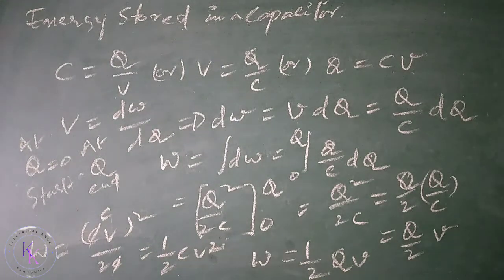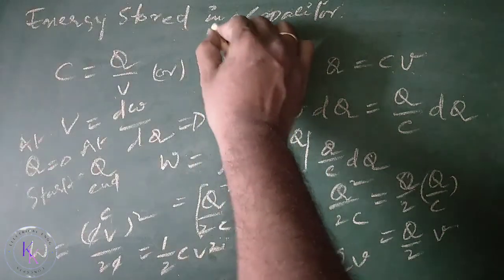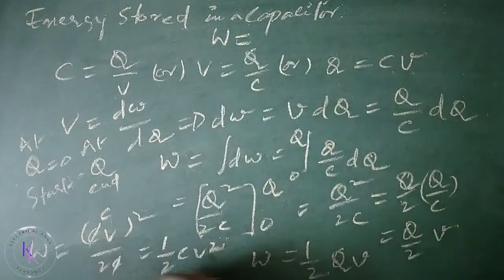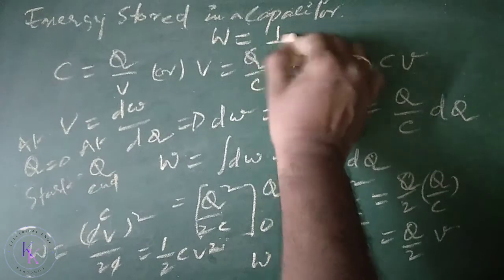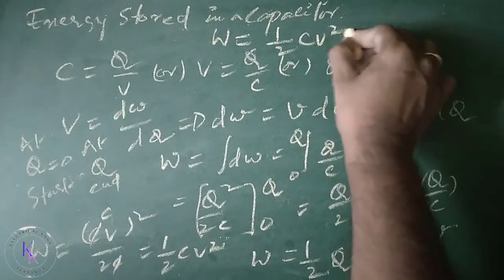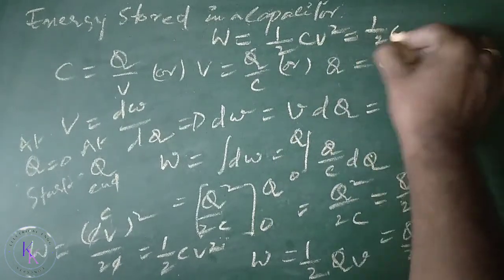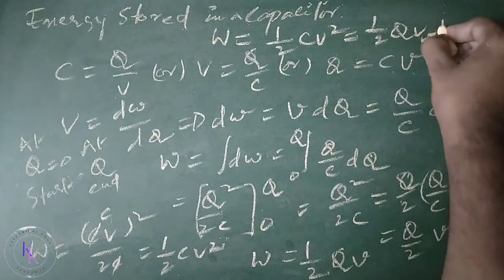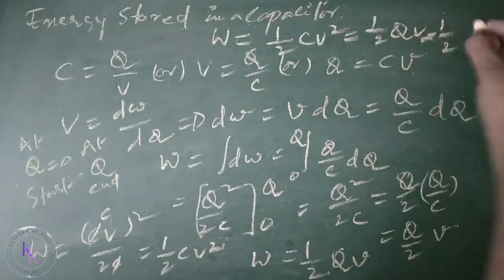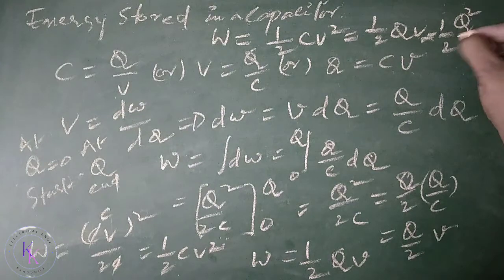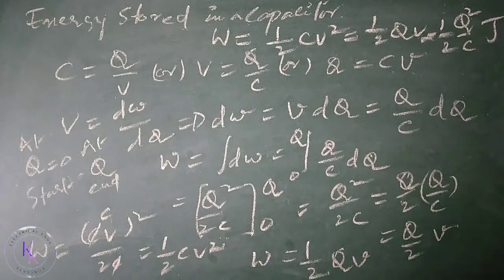Energy or work W is given by half CV square, which equals half QV, which equals half Q square by C joules.